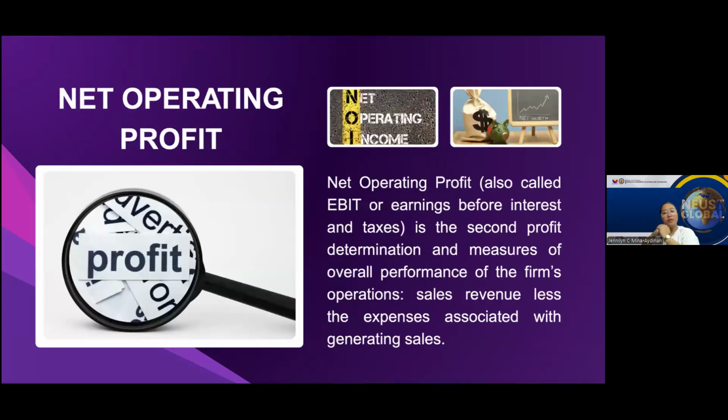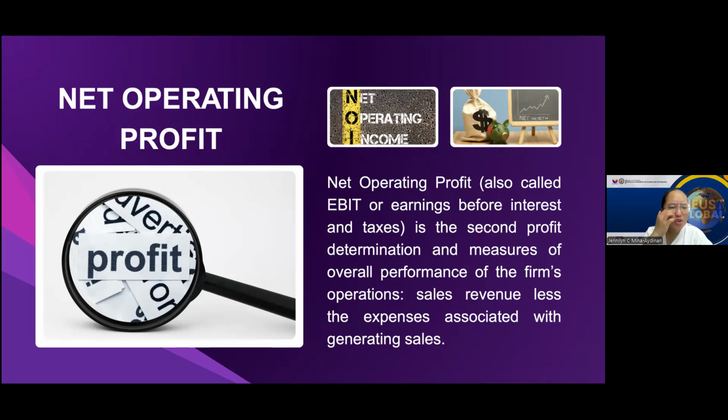We also have the net operating profit. Of course, this is also known as the earnings before interest and taxes, which is the profit a company makes from its core operations, calculated by subtracting operating expenses from the sales revenue. It focuses solely on the company's operational performance, excluding the interest, the taxes, and financing activities.